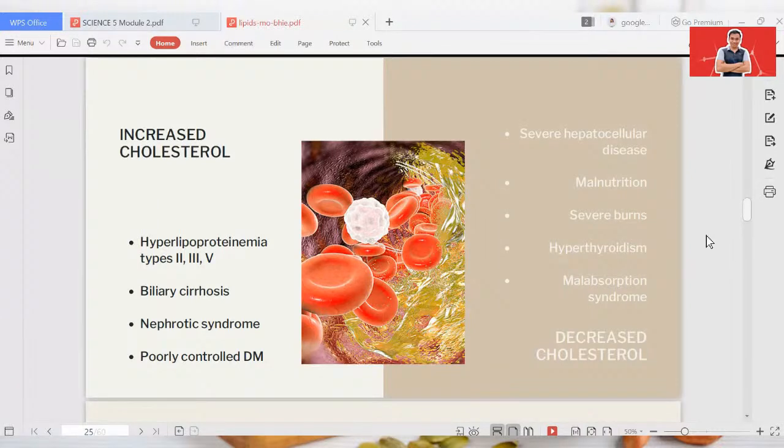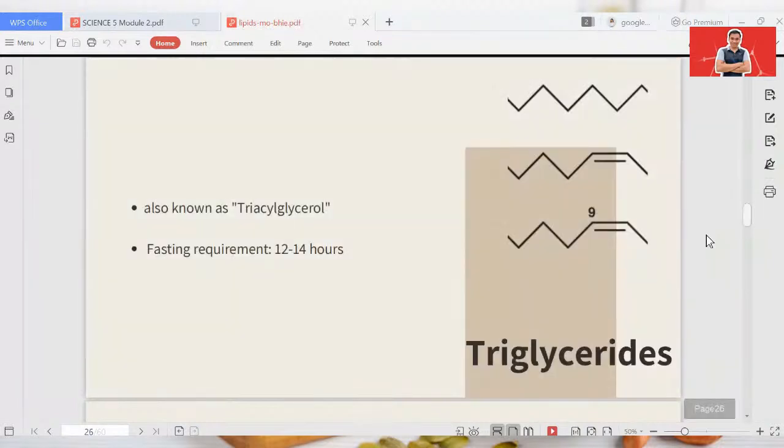Cholesterol is increased when there is hyperlipoproteinemia type 2, 3, and 5, also in biliary cirrhosis, nephrotic syndrome, and poorly controlled diabetes mellitus. And the cholesterol is decreased when there is severe hepatocellular disease, malnutrition, severe burns, hyperthyroidism, malabsorption syndrome. So that's all for cholesterol.